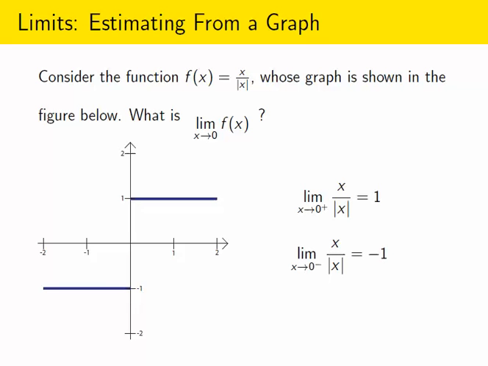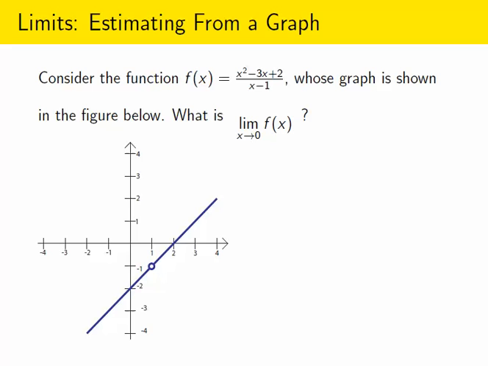Now notice that these two quantities are not the same. If they were the same, we would say that the overall limit is 1. But because they're not the same, we have to say that the overall limit does not exist. And that's often abbreviated DNE.